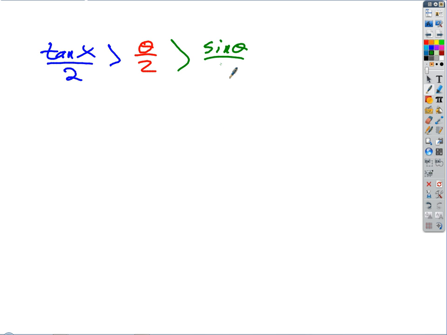Okay, so we could say then, we had tangent x over 2 is greater than, we had theta over 2 was the red. That was in the middle. And then the smallest was sine theta over 2. Okay, let's just do a little algebra here. Let's multiply each of these through by 2 over sine theta.